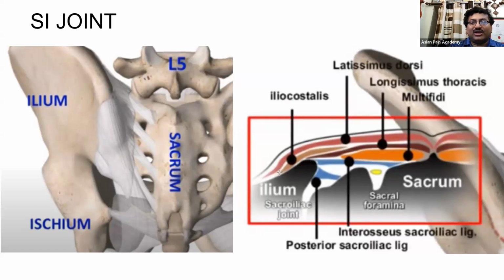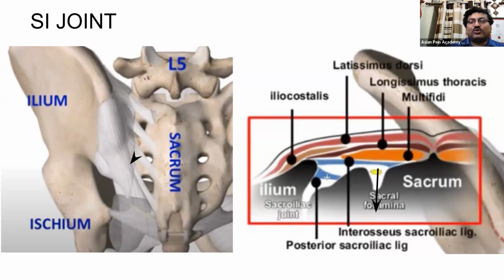Laterally, we will have the ilium. Then we will have the sacroiliac joint. Then we will have some portion of the sacrum, which is lateral to the foramina. So exactly this portion will be there. And after that, there will be the sacral foramina through which the echoes will move down.